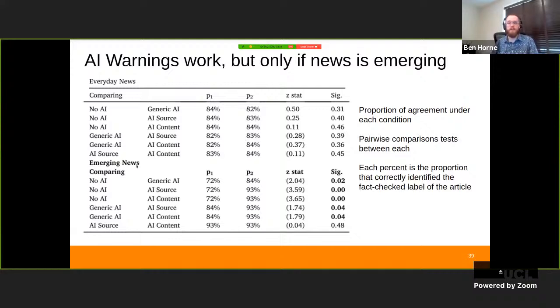And when we switch that then to the emerging category with these COVID-19 articles, we see significance almost across the board. And so between having no AI and a generic label, we can see a jump from 72% correctly believing or not believing in the article to 84%. If you do this with any of our sort of tailored AI labels, you also see this jump, but even bigger, all the way up to 93%. You can also see that there's significant differences between the generic AI warning and these tailored warnings, going from the 84-ish% all the way up to 93%. And so this is sort of surprising, right?